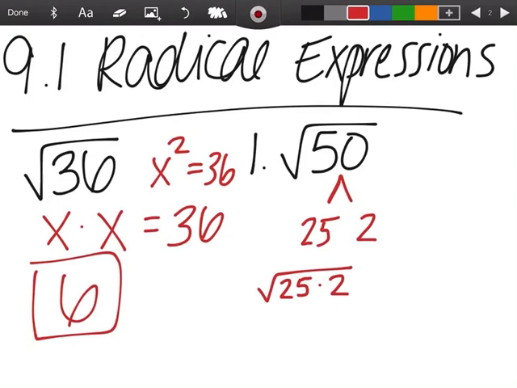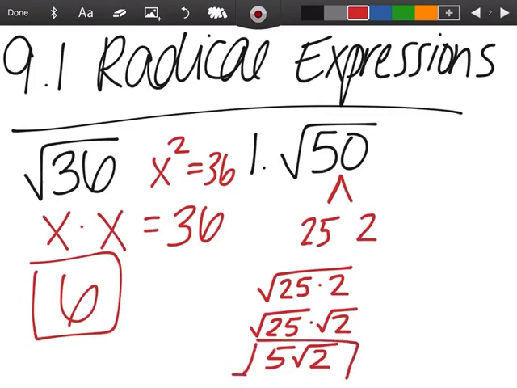By the rules of the radicals, I can split this up into the square root of 25 times the square root of 2. Along the way, like getting into next week, addition, subtraction, multiplication, division, they all have different rules. Multiplication with radicals, you are allowed to break apart like that. So we know the square root of 25 is 5, and we know that the square root of 2 cannot be simplified, so I'm just going to leave it the square root of 2.